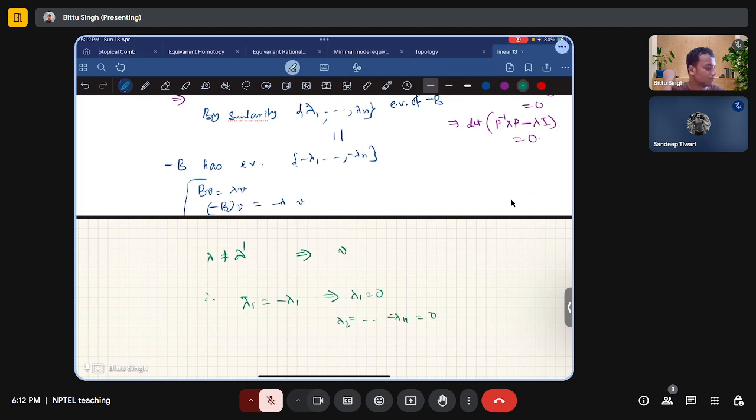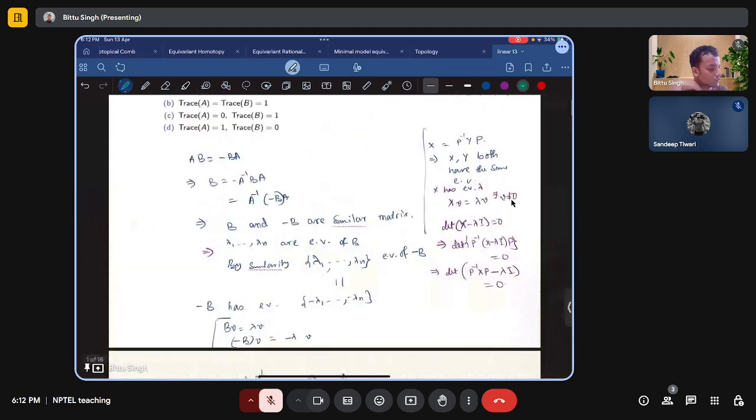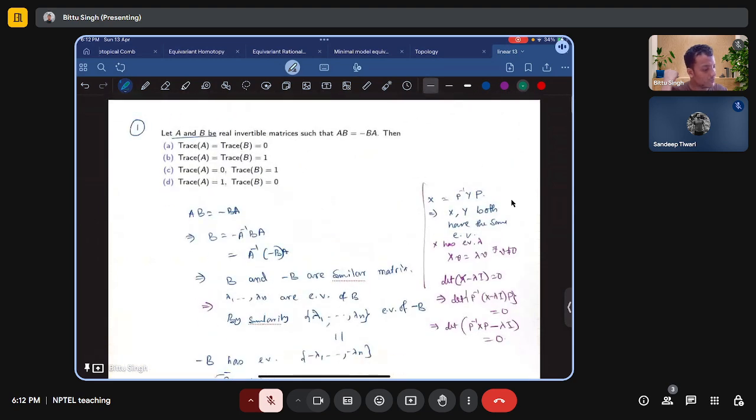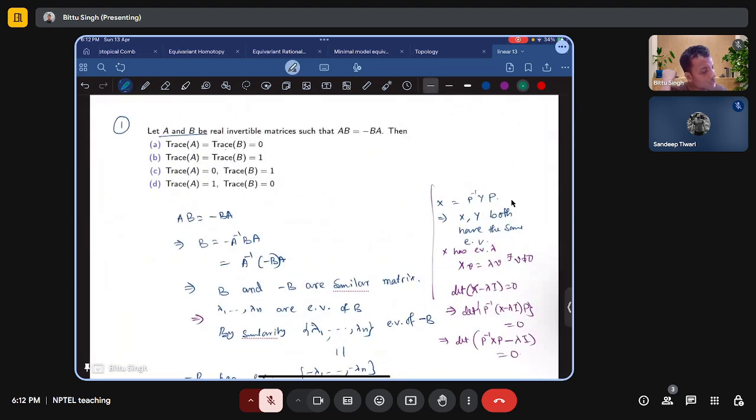All those things are 0. So it is clear that, what is trace? Trace of B is the sum of eigenvalues, right? And we are getting lambda i, all lambda i's are 0, therefore their sum is 0. So trace of B is 0, and similarly we can check trace of A is also 0.